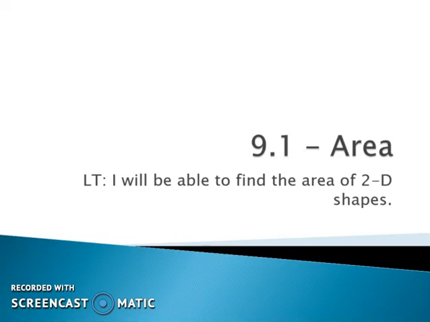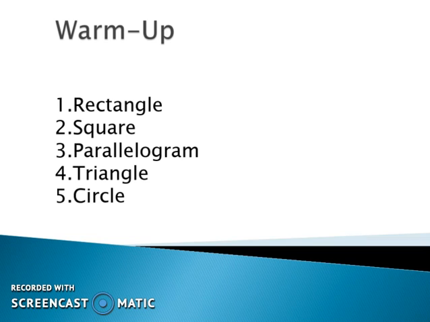Welcome to Unit 9. This is 9.1, area. We'll start with the formulas for area of the known shapes. So a rectangle is length times width, or base times height. A square is the same, except the base and the height are the same, so we're just going to say it's a side length squared.